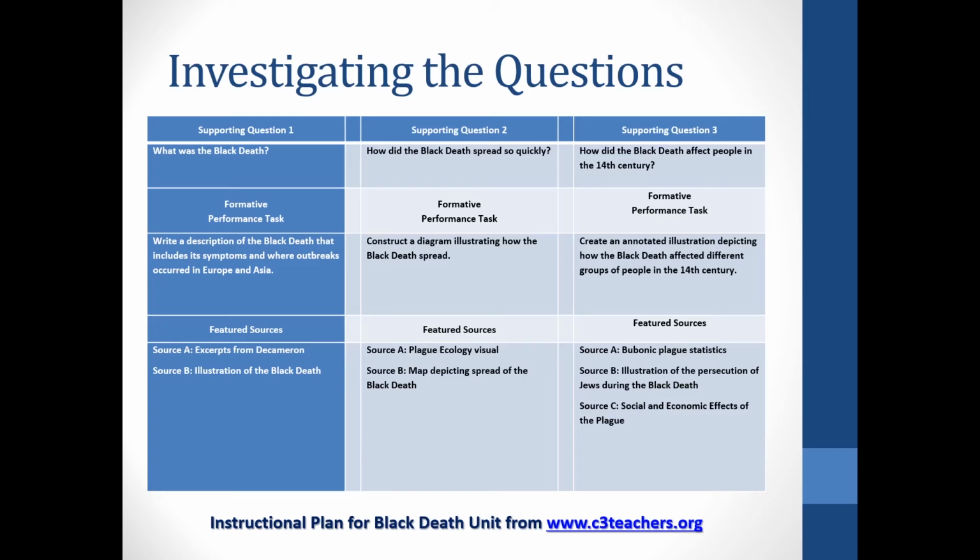So you can see on this lesson the formative performance task, which is just another way of saying formative assessment, but we're not really going to say assessment because this is a task that the students use to process the information. They're going to be writing a description of the Black Death that includes its symptoms and where outbreaks occur in Europe and Asia, and they're going to be doing that by using source A and source B. And again, you can access that in the link. On the next day or 2 days later, however long it takes you to go through supporting question number 1, then you're going to go into supporting question number 2.